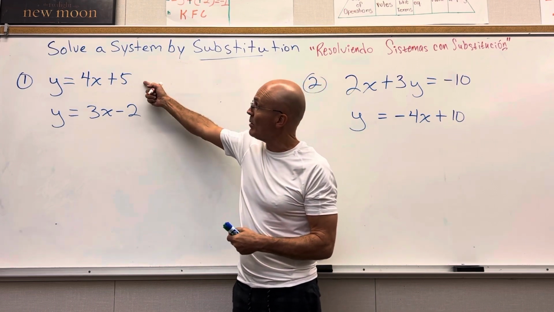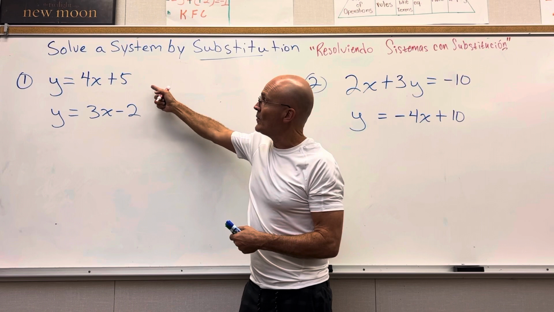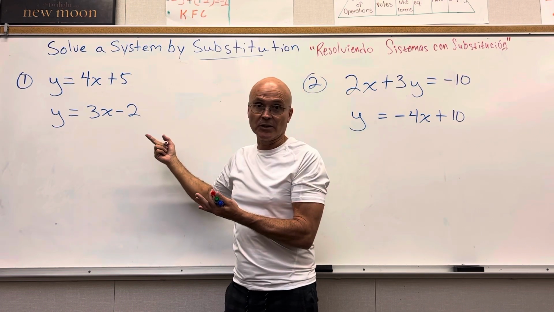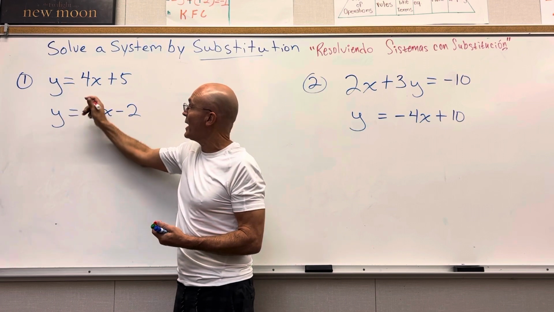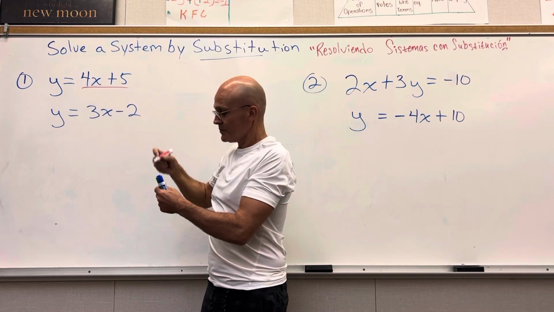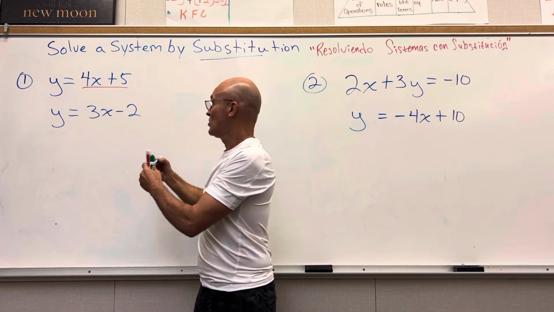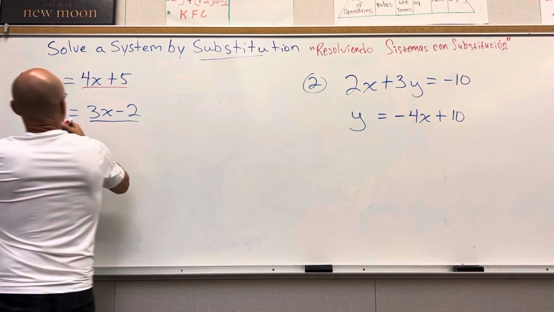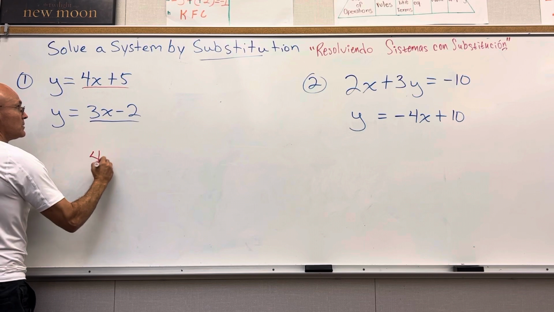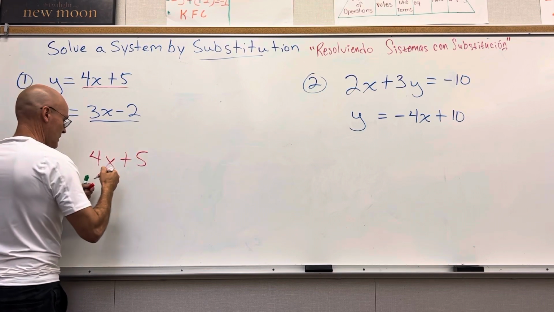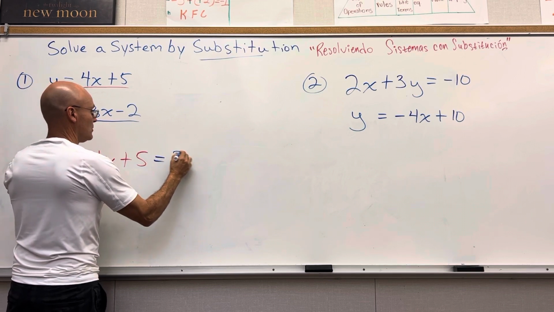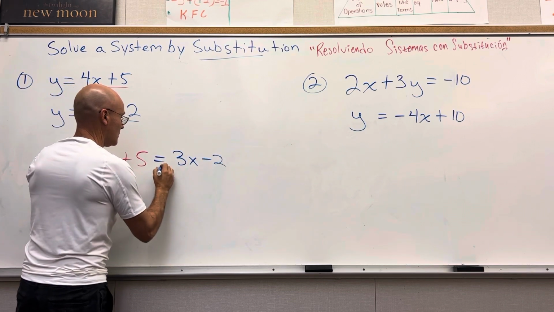So when I see a problem that looks like this, I know this is a straight line and this is another straight line, and I just make them equal to each other because they're both equal to y. This guy in red is equal to this guy in blue. So the red one, which is 4x plus 5, is equal to the blue one, which is 3x minus 2.